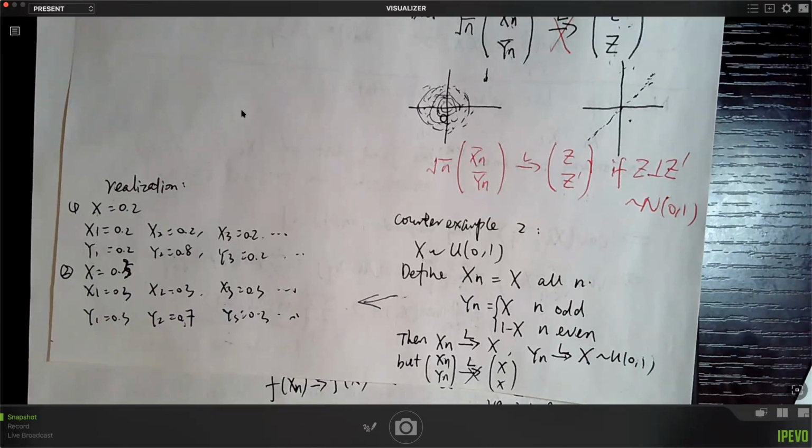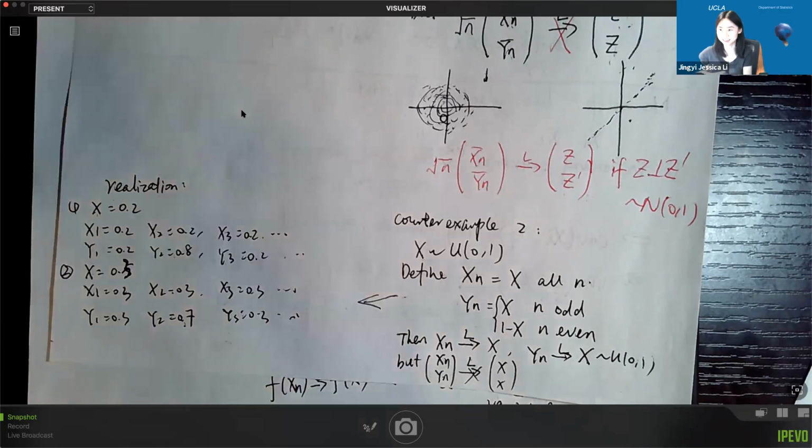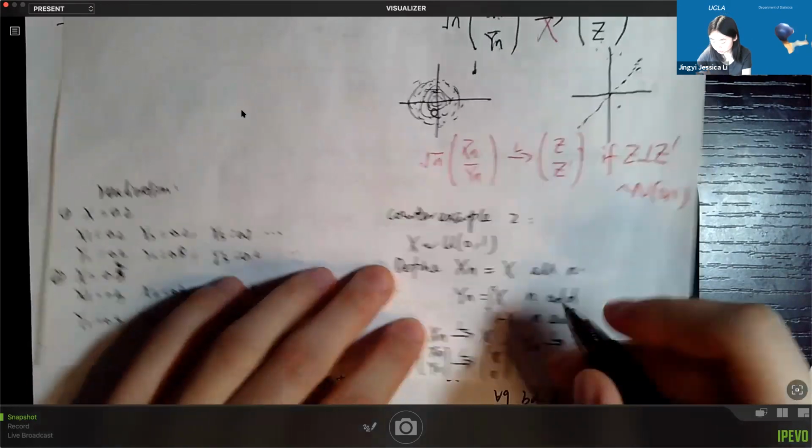In this case, do we say the joint distribution of Xn and Yn does not converge to any limit? Yes, in this case, we say it doesn't converge because it's alternating. It's alternating between the joint distribution of (X, X) and that of (X, 1 minus X). It does not converge.